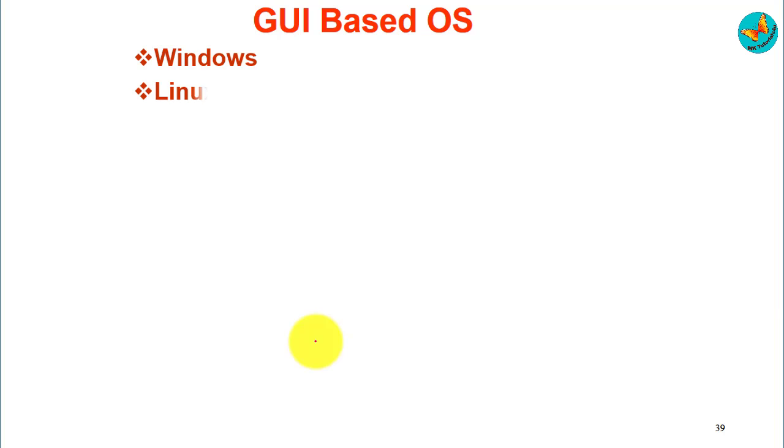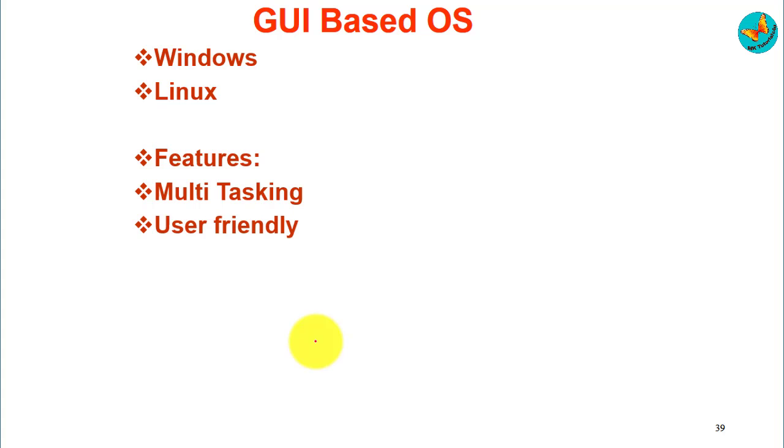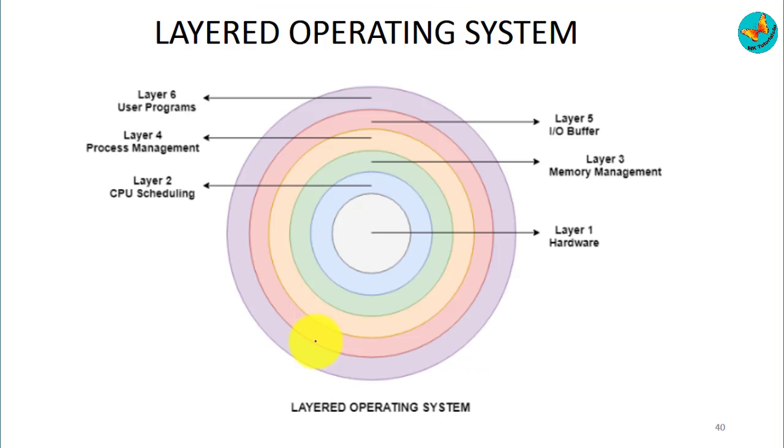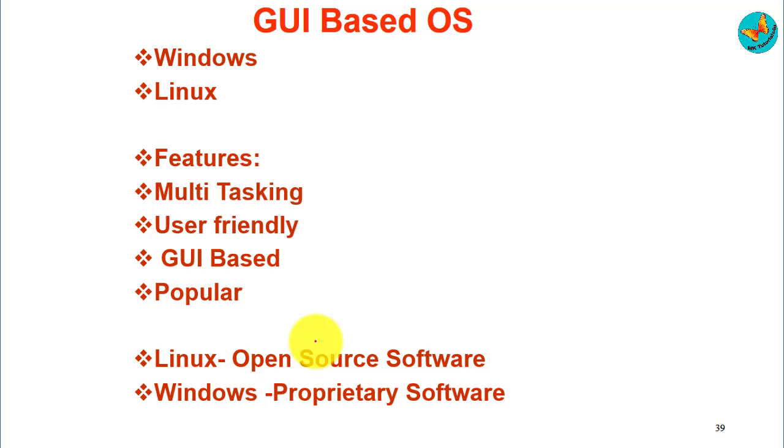and the most popular example is Windows. Then Linux is there. The features of this operating system are, first, obviously multitasking, multiprogramming. These are very user friendly, hence they are very popular. It is GUI based, so very easy to operate, and due to these numerous reasons, this operating system became very popular. And in this, Linux is open source software and Windows is proprietary software. So this was all regarding the different types of operating system that are widely used.